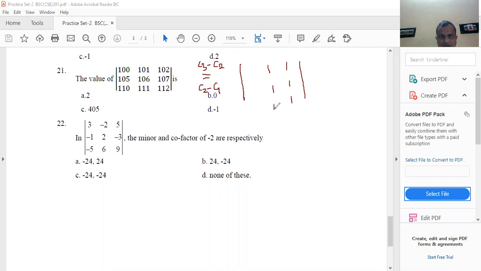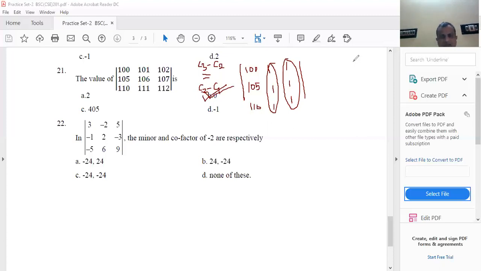The remaining column is 100, 105, and 110. So these two columns are identical, therefore the value of the determinant becomes 0. Option B is the correct answer.